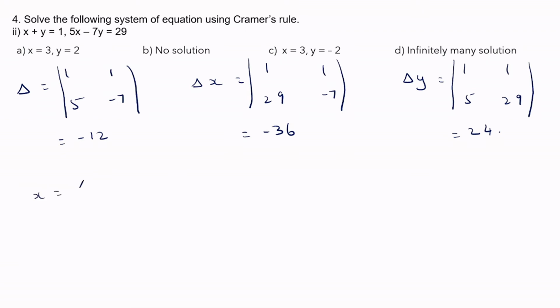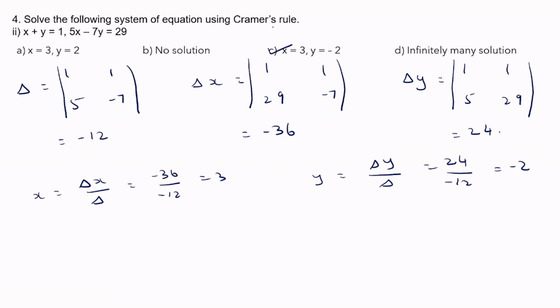So x is equal to delta x by delta. It is minus 36 by minus 12, 3. And y is equal to delta y by delta. It is 24 by minus 12. So minus 2. So the correct option is option C.